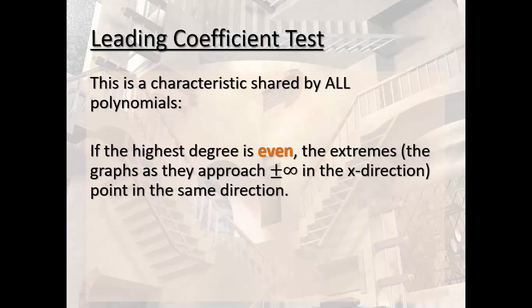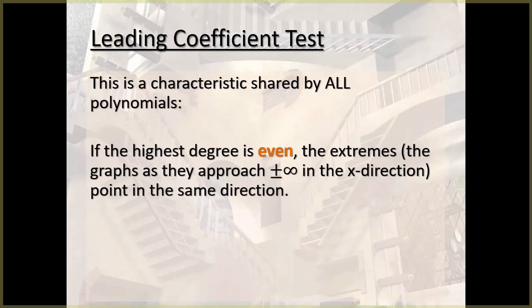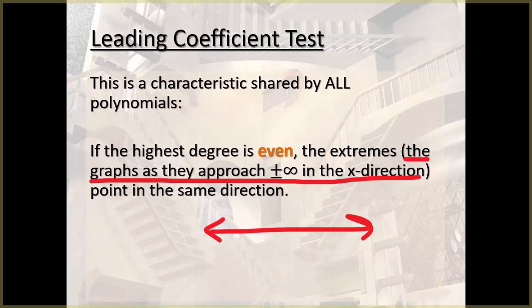All right, so we're going to want to write this down. If the highest degree is even, then the extremes point in the same direction. What do I mean by the extremes? I'm talking about the graphs as they approach positive and negative infinity in the x direction. All right, so as the graphs go further and further outwards, left and right, the curve of the graph is going to be heading in the same direction.